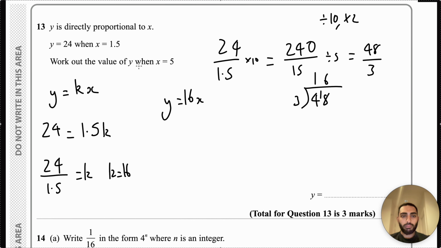Work out the value of y when x equals 5. All I need to do is multiply by 5 here. So y is equal to 16 times by 5. 16 times by 5 is 80.